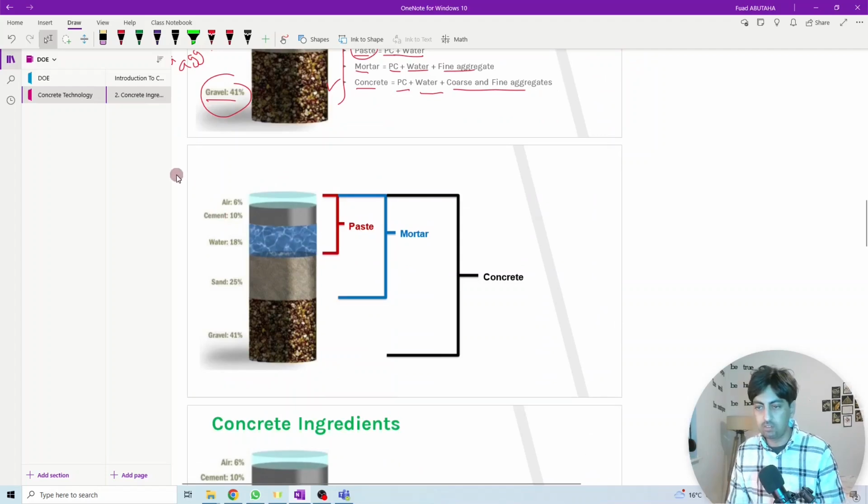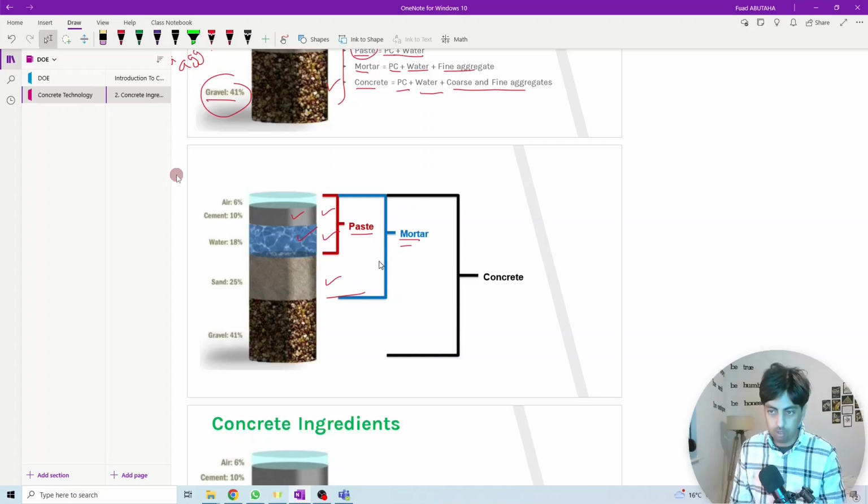Here is the same, it shows what we mean by paste. Paste is the cement mixed with water. We call it paste. Here, mortar is cement, water, and fine aggregate or sand, then we start to call it mortar. And if we mix all of them together, including the gravel, then we start to call it concrete.